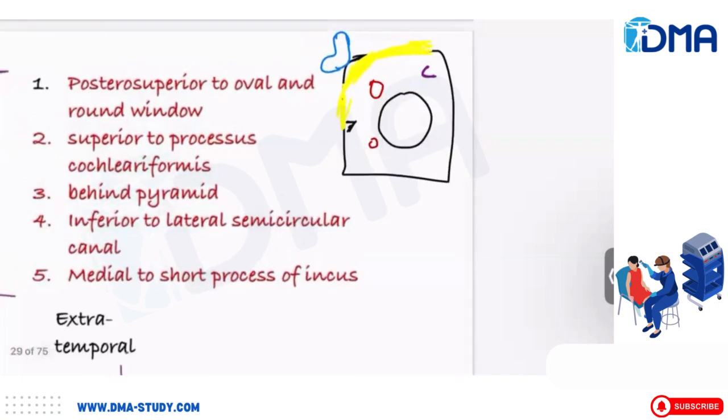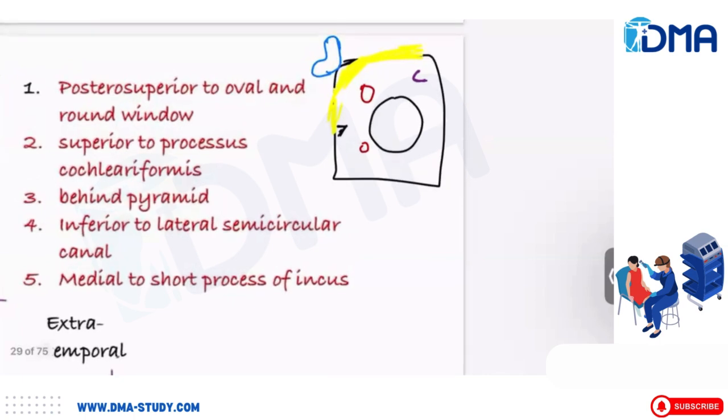Okay. So first one, the only structure which is above the facial nerve is the lateral semicircular canal. So the relationship is: the facial nerve is inferior to the lateral semicircular canal. For all other things, it could be either posterior or posterior superior, and from it, behind is the facial nerve.